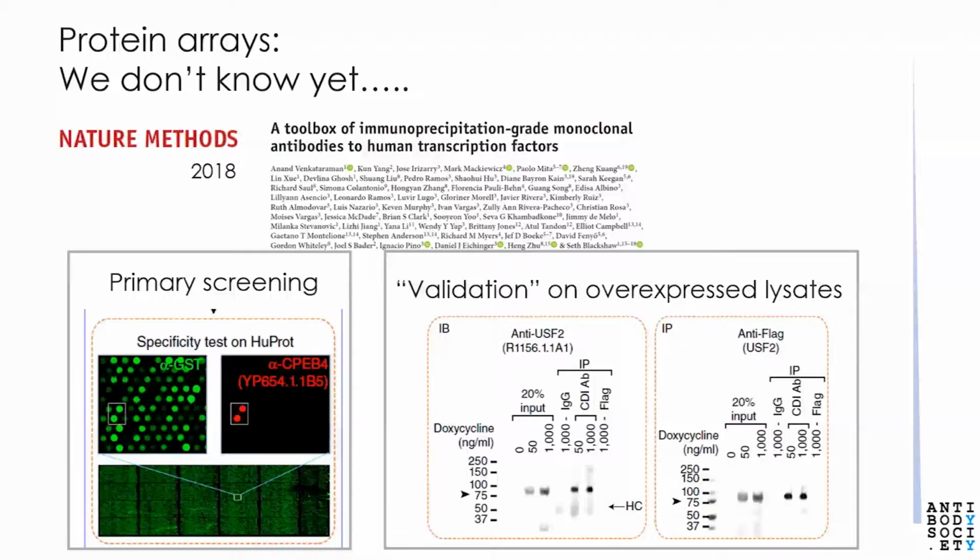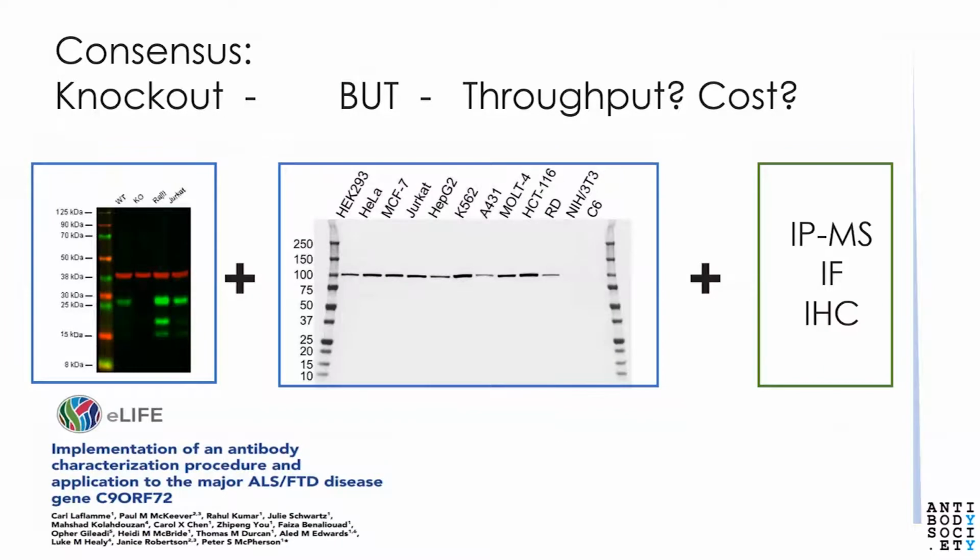immunoprecipitation and Western blotting. Now, the limitation of this study is that the secondary testing was done using lysates with overexpressed proteins. And as I explained earlier, this is not a very stringent test for antibody performance. And the implication is that we don't really know yet how good protein arrays really are. So to summarize all this, I would say that the consensus today is probably that knockout testing is the gold standard and ideally the way every antibody should be tested.